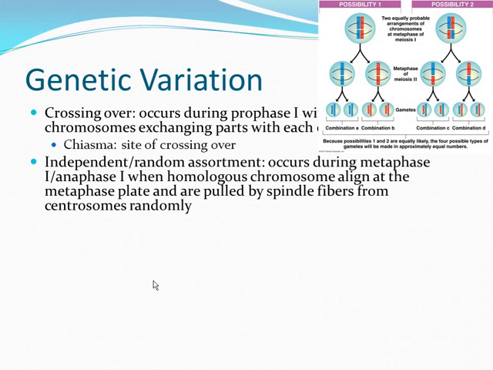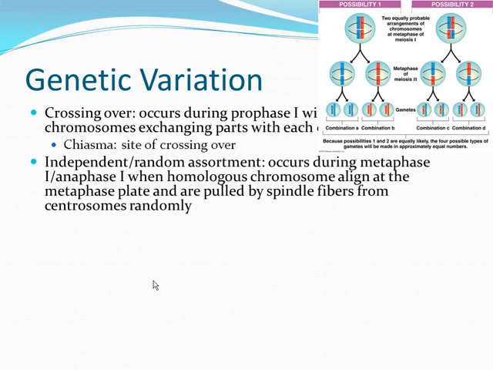Independent or random assortment, when does this occur? During metaphase 1 or 2? 1. Yeah, metaphase 1. Some places they say anaphase 1, depending on how you look at it. But notice how both of these genetic variations occur in meiosis 1. So at this point in time, the homologous chromosomes align at the metaphase plate, and then they are randomly chosen as to which pole they will end up going to. That's why it's called random assortment or independent assortment, because it's randomized in which cell it will eventually go to.